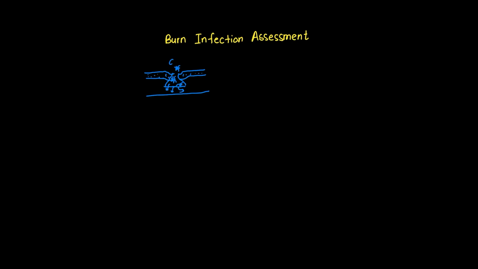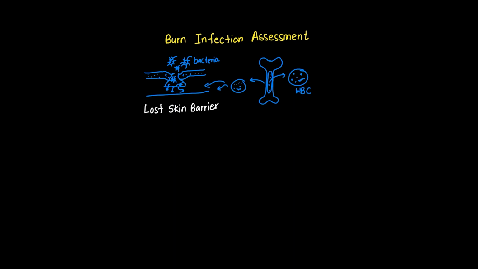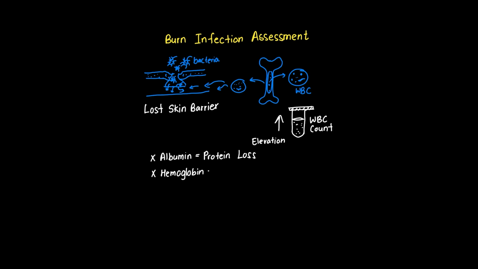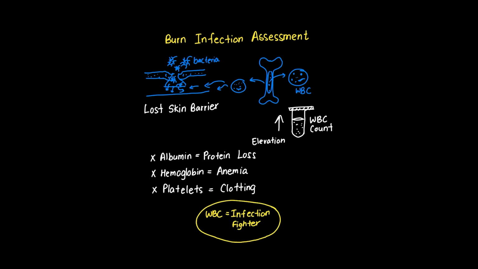Extensive burns destroy the skin's protective barrier, creating massive open wounds vulnerable to bacteria. When infection develops, the immune system responds by producing more white blood cells to fight the invading organisms. An elevated white blood cell count indicates this systemic immune response to infection. This is more specific than albumin, which drops due to protein loss through wounds, not infection. Hemoglobin reflects oxygen capacity and possible anemia from blood loss. The WBC gives us direct evidence.